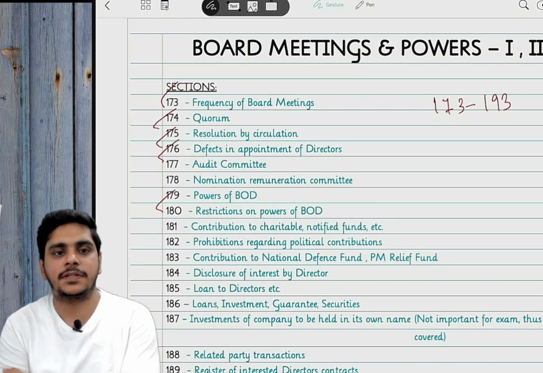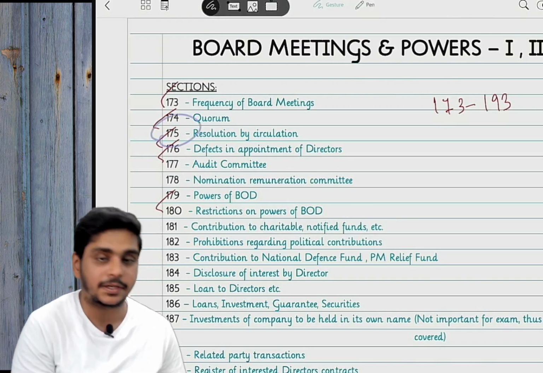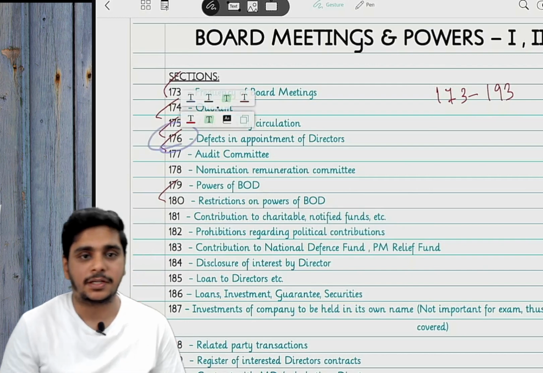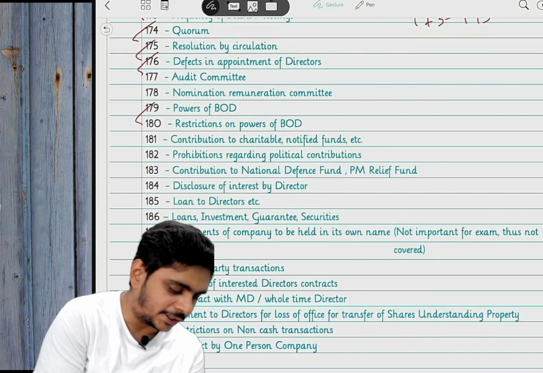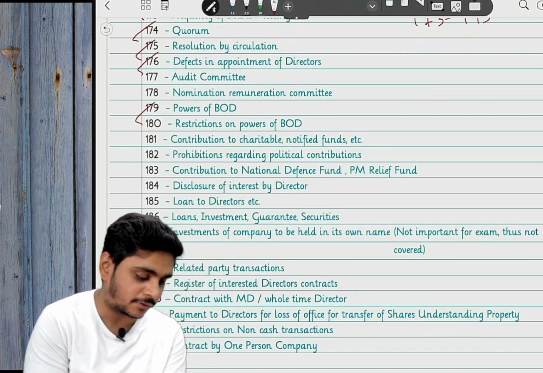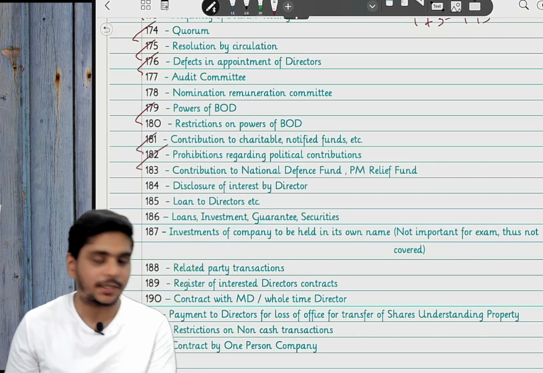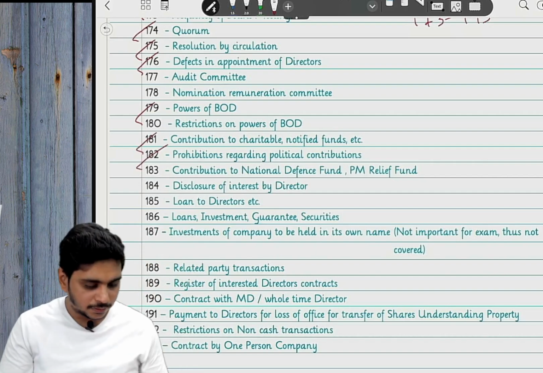So we have done section 173, that is called frequency, then we did 174, that is called quorum, then 175 resolution by circulation, then we did 176 defective, then we did 179 powers of board. Now we are doing 180. Now we are doing charitable contribution and political contribution, 181 and 182.